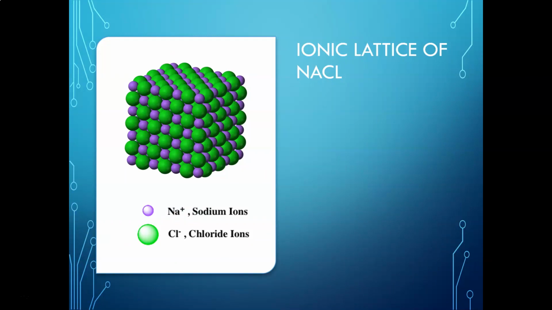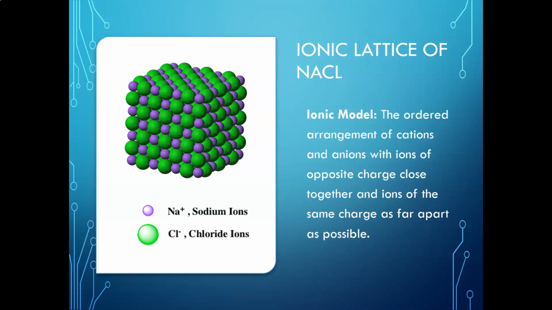So this is what sodium chloride looks like. If you look very, very closely under a microscope, it obviously isn't green and purple. It's just that to show you the colours. But the sodium ions are the purple, the chloride ions are the green.